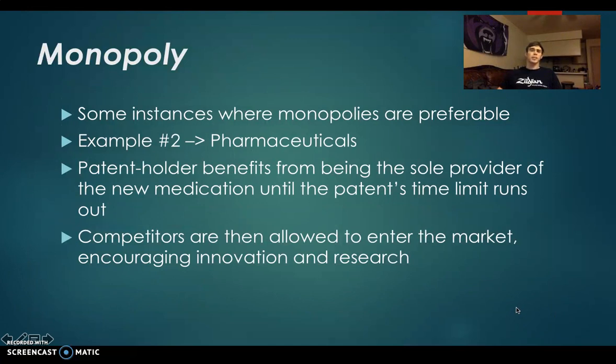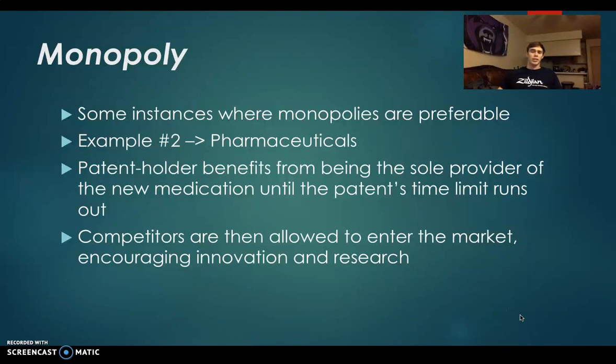Another good example of this is pharmaceutical companies. They come up with a new drug, and they get it approved by the FDA, and that drug then becomes available on the market. So they get a patent on that particular drug, and it has a time limit. While that patent is valid, they have the benefit of being the sole manufacturer, the sole producer for that drug.